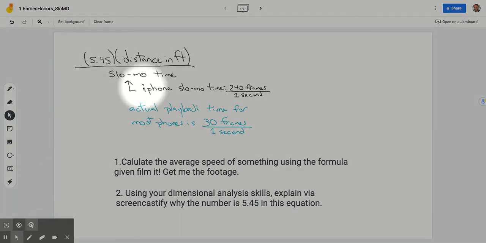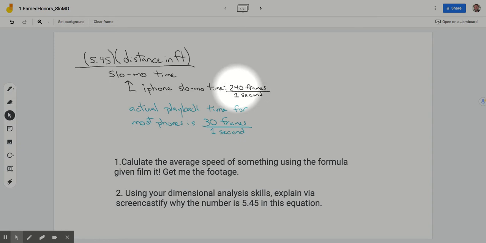All right, guys, so what I want you to do, look at this equation: 5.45 times the distance in feet divided by the slow motion time. So this is what you need to know. iPhones are typically, the slow motion time is 240 frames per 1 second.